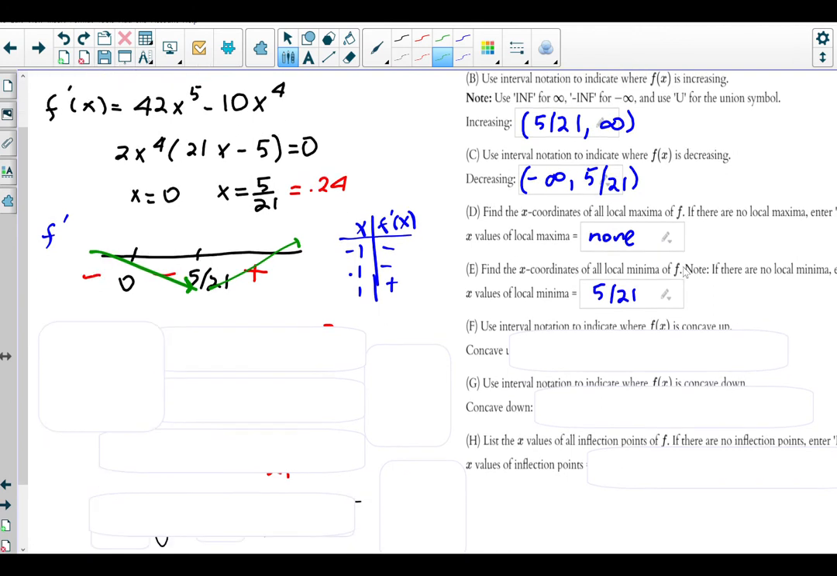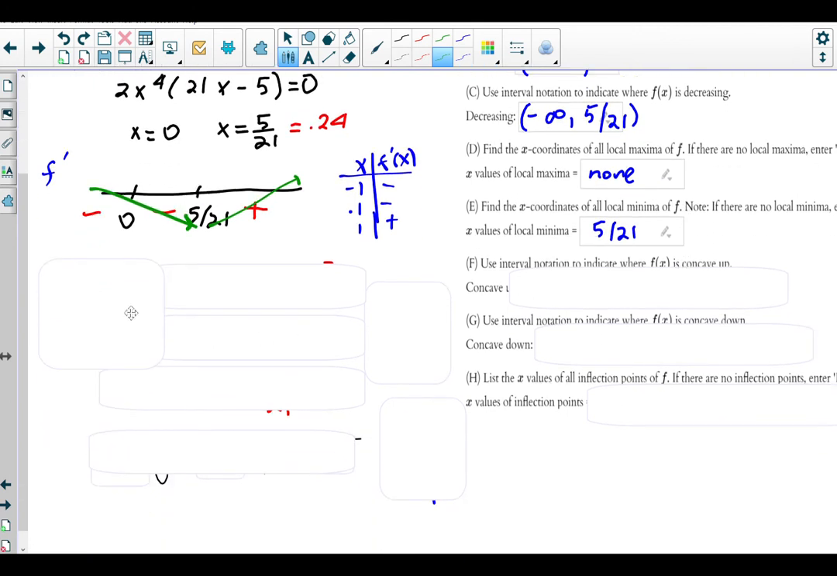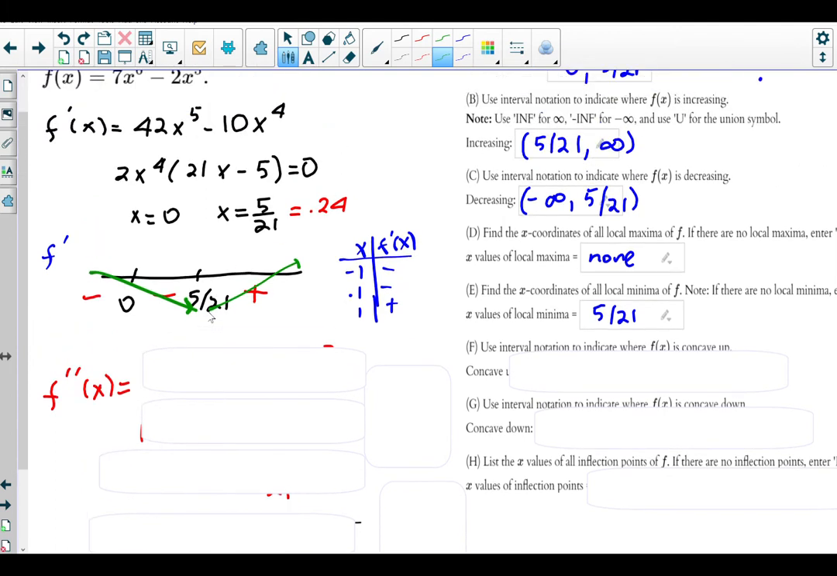Okay, now we need the analysis for f double prime. So this time, take the second derivative of the function. I would take it right from this point here and take one more time the derivative. So here we're going to have 5 times 42, or 210 x to the 4 minus 40 x to the 3rd, and set that equal to 0 to find the candidates for the inflection points.